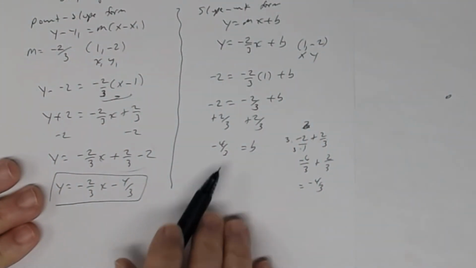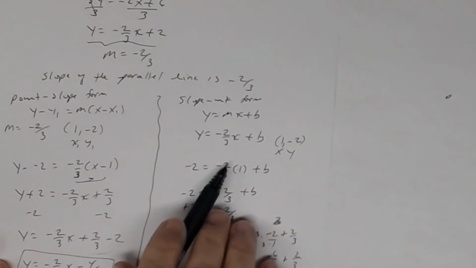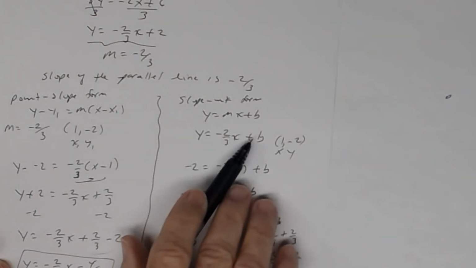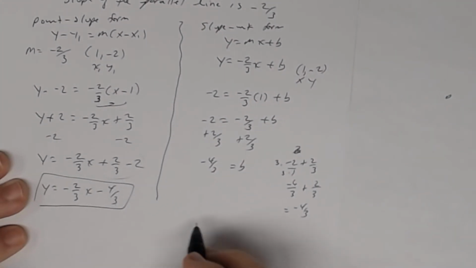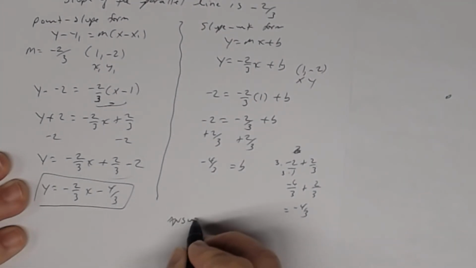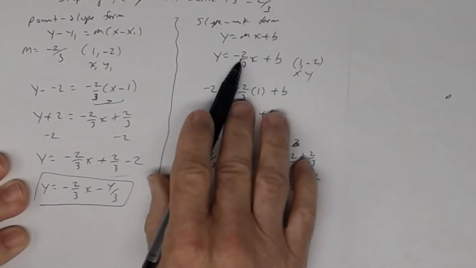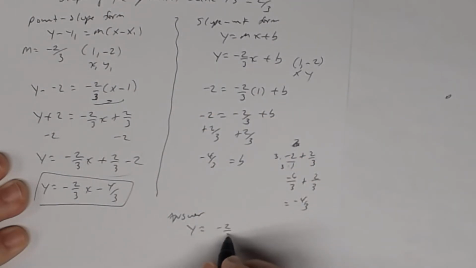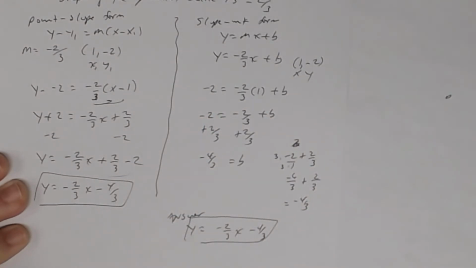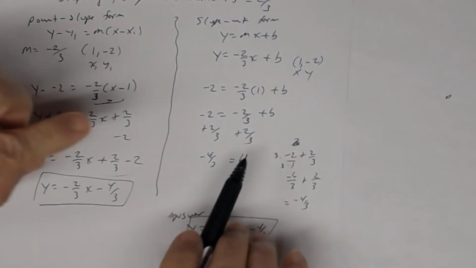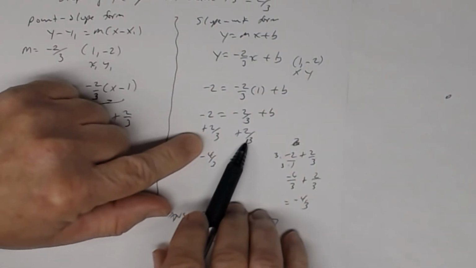So once you find b, then you go back here, right here, and you substitute that number into b, and there's your answer. So the answer will be y equals negative 2/3 x, and then b is negative 4/3, minus 4/3. Okay? Now just to remind you, right here I added 2/3 to both sides, right?